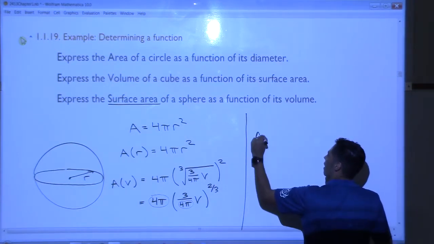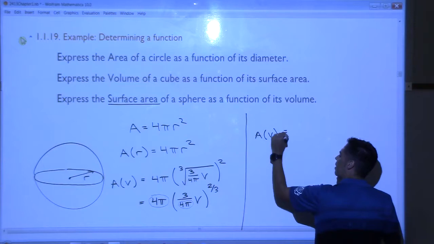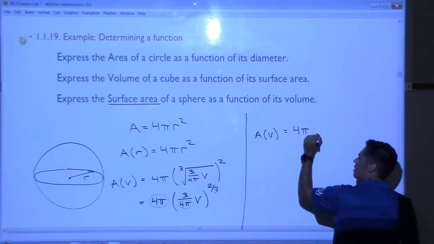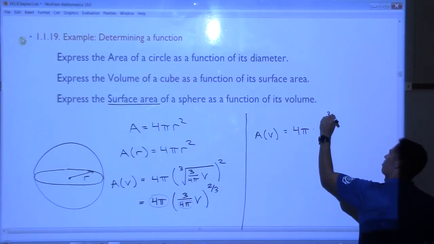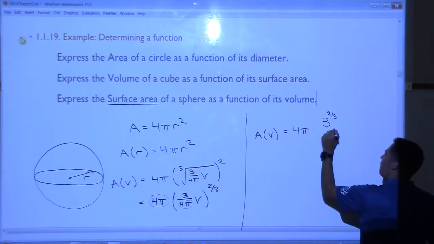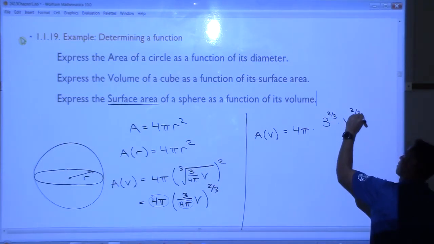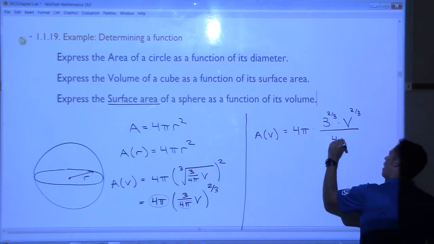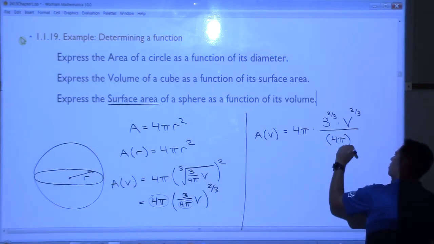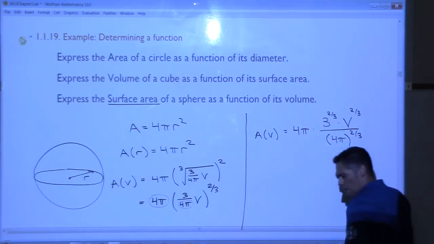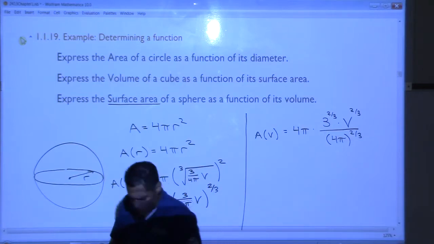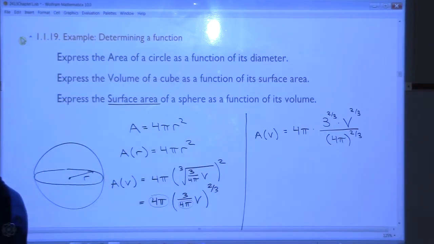So our area as a function of the volume will be equal to 4 pi times 3 to the 2/3 times v to the 2/3 over 4 pi to the 2/3. All right, so Luke, where's Luke? What did I do there, Luke?